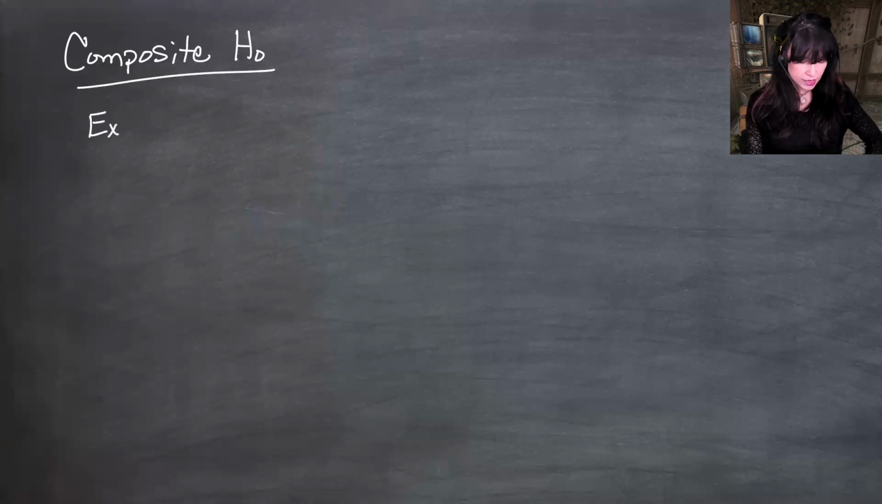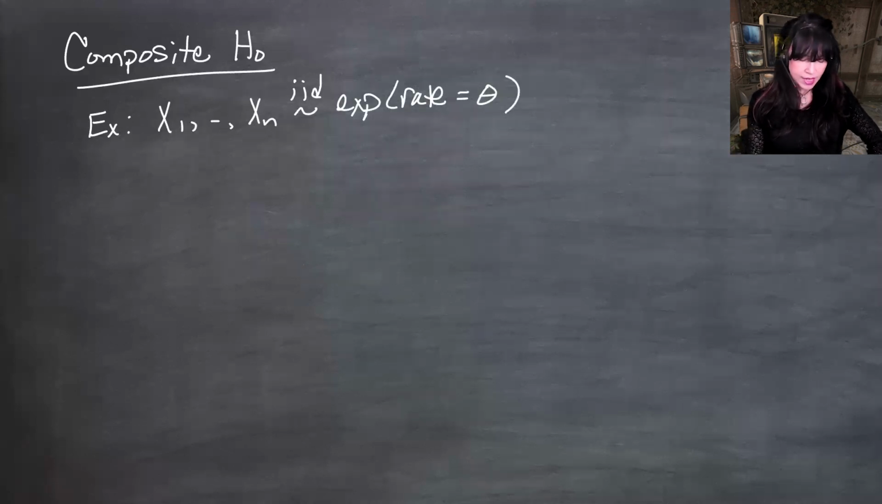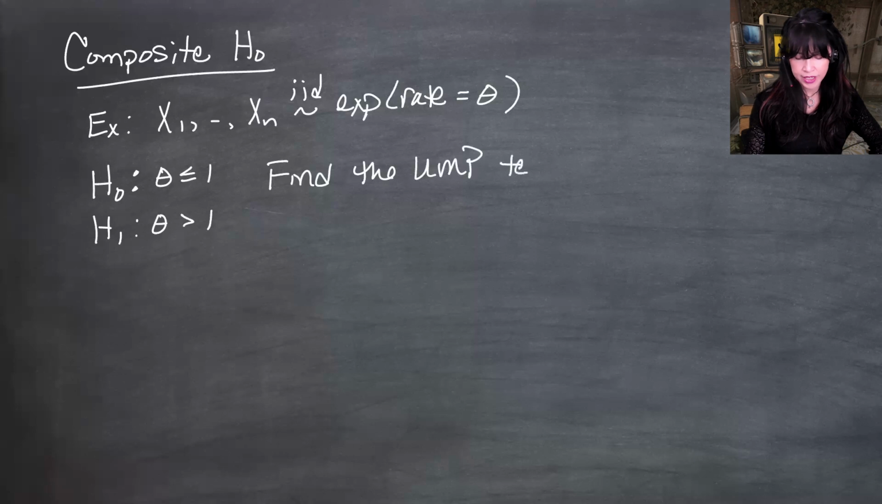So something like x1 through xn, IID, exponential with rate lambda is fine. Then I have lambdas of lambdas, which is also fine. Or you can denote your likelihood ratio with something different. I just think it's easiest right now for me to call this parameter theta. And suppose I wanted to test something like theta is less than or equal to 1 versus theta is greater than 1, and I want to find the UMP test if it exists.